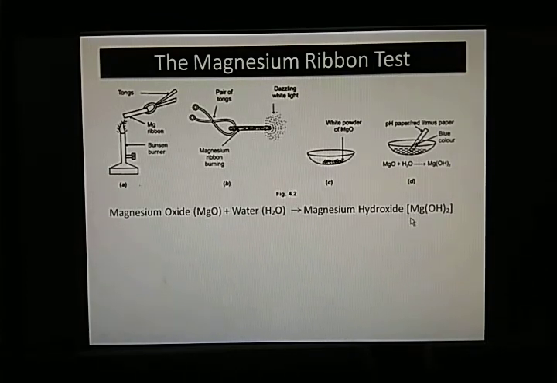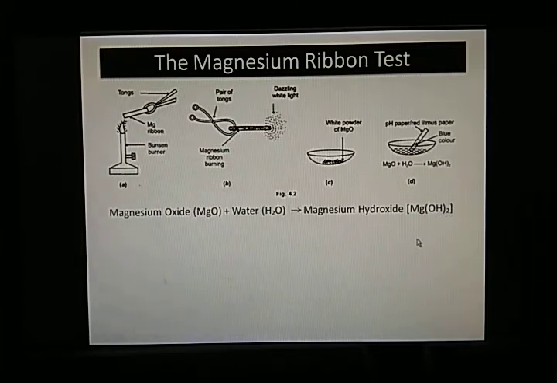You can see the chemical changes that have occurred. First it was magnesium ribbon, then it got converted into magnesium oxide on burning. Then again magnesium oxide, when we react it with water, gets converted to another compound named magnesium hydroxide. This is the chemical formula, Mg(OH)2. Clear?